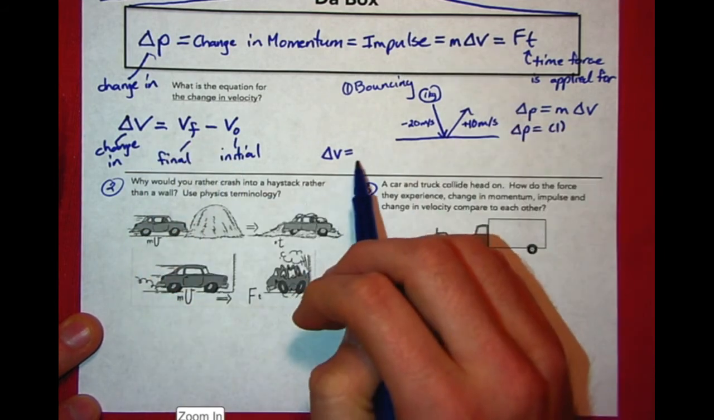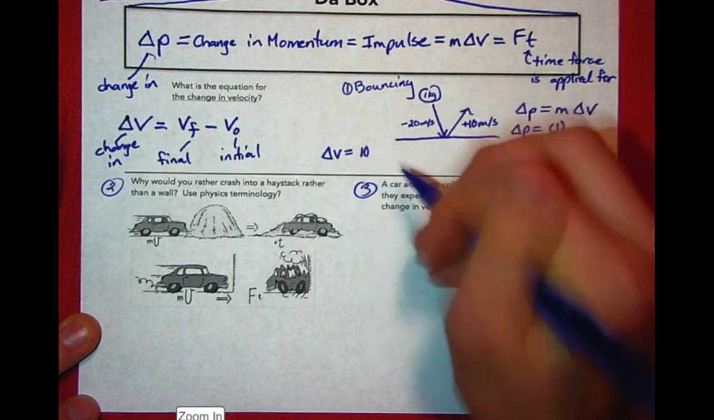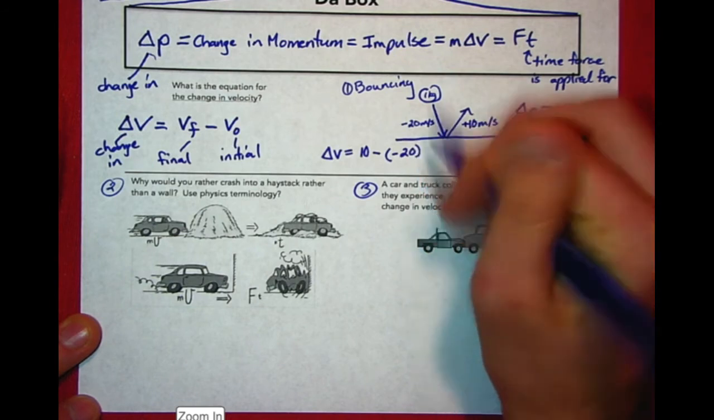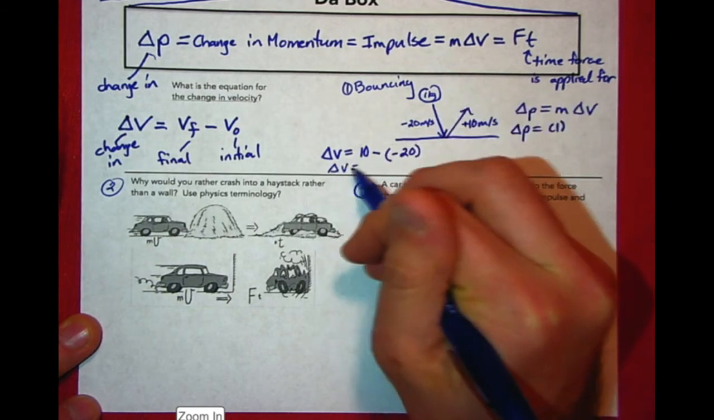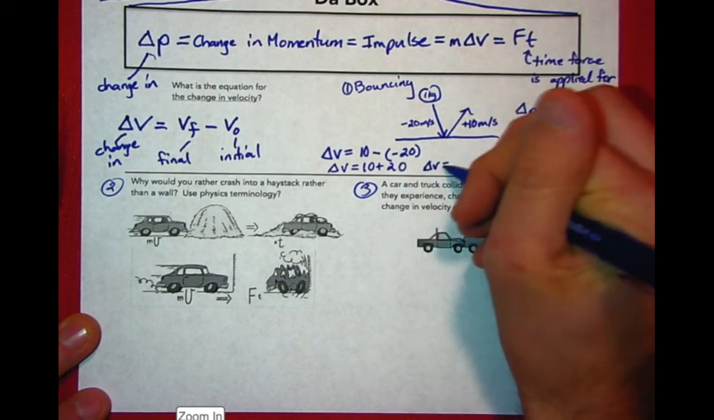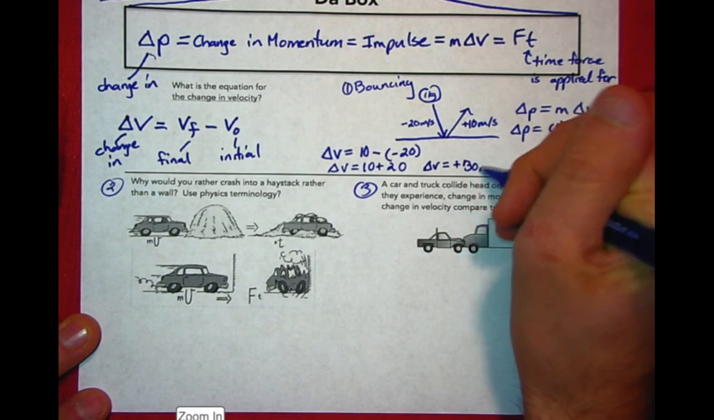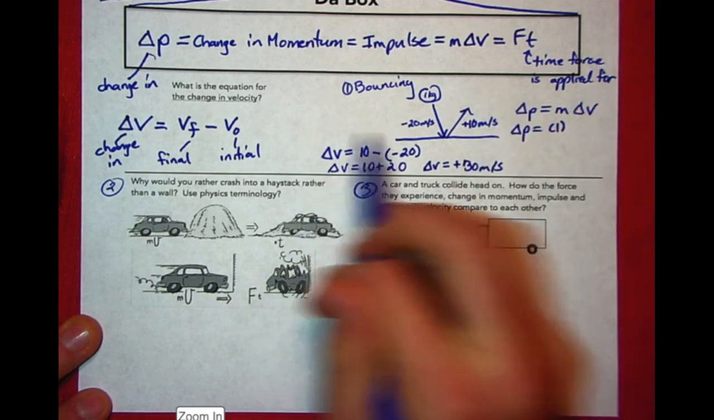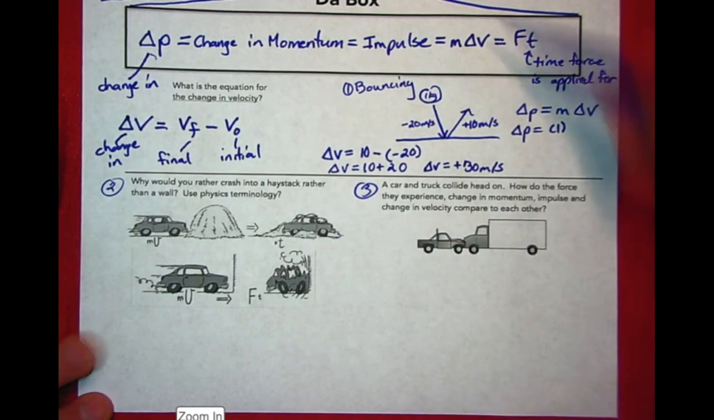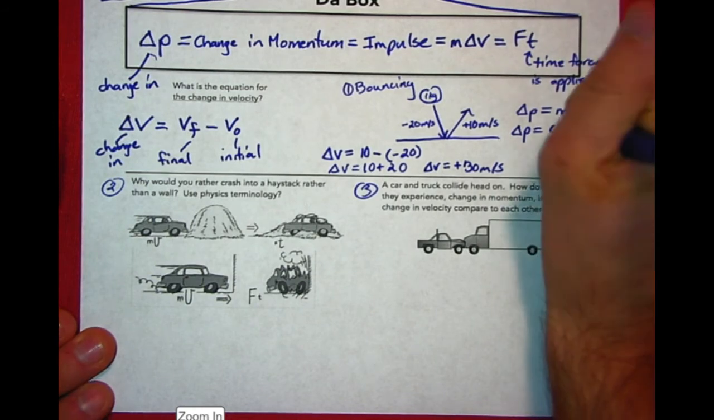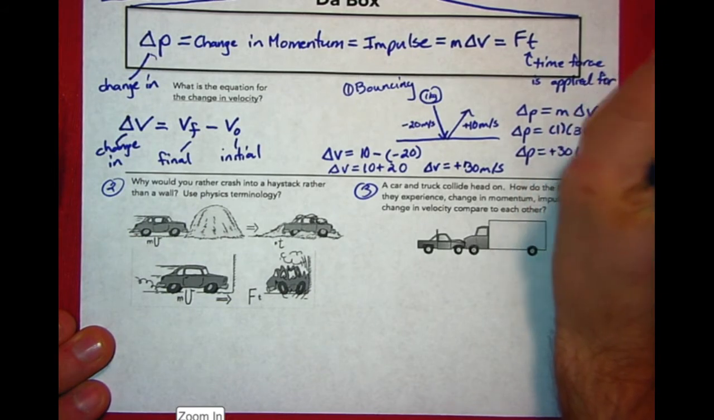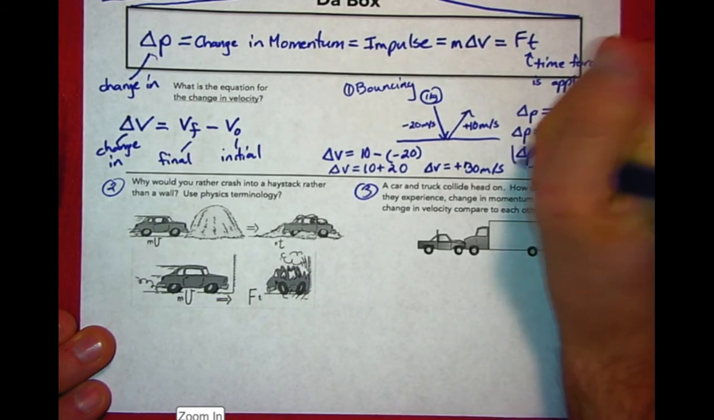So my final velocity here is going to be 10 meters per second minus my negative 20 meters per second. So when you do the math on this, your change in velocity ends up really being 10 plus 20 meters per second. So your final change in velocity is equal to positive 30 meters per second, right? This is the toughest part of the bouncing problems. Once you get this, you're fine. It's just putting in numbers like we did up here. And so our change in velocity is 30 meters per second, and our change in momentum ends up being positive 30 kilogram meters per second.